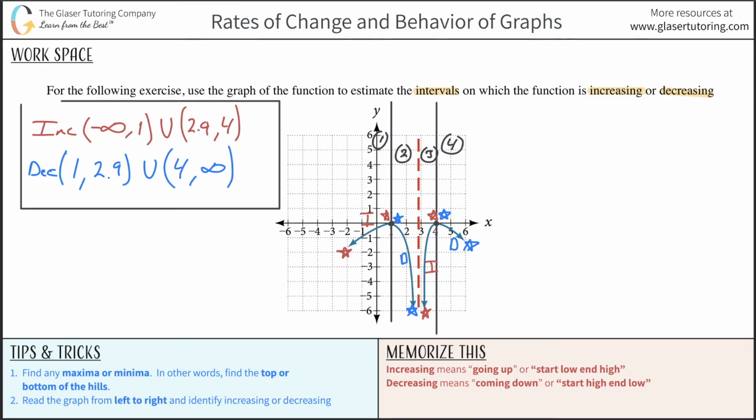All right, so hopefully this made sense. It's really not hard. You just have to break the graph up into those intervals and then start on the left-hand side of that interval, go to the right, and see if it goes up or down, right? If it starts low and ends high, you know what that is. If it starts high and ends low, you know what that is.